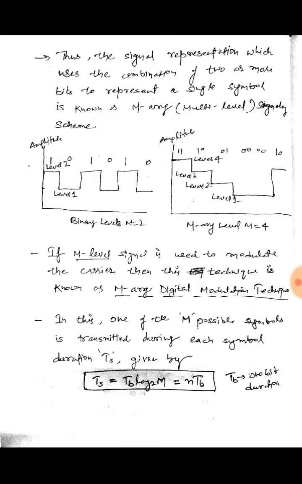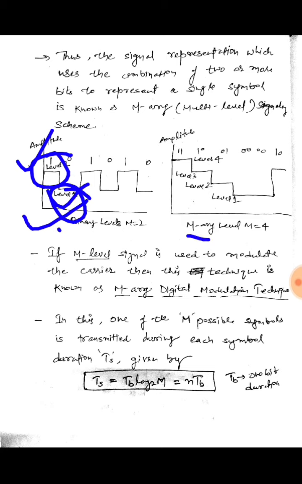So in this diagram you can see the BASK scheme, binary amplitude shift keying, in which two levels were used, one for high and one for low, that is 1 0 1 0 1 0. This is for high and this is for low level. Two levels were used.